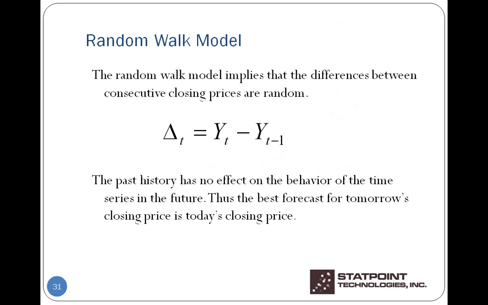And what the random walk model implies is that the differences between consecutive closing prices are random. If you look at the change of one day from the day before, which I sometimes might call delta of t, called a first backward difference, those differences are random. Past history is completely irrelevant.